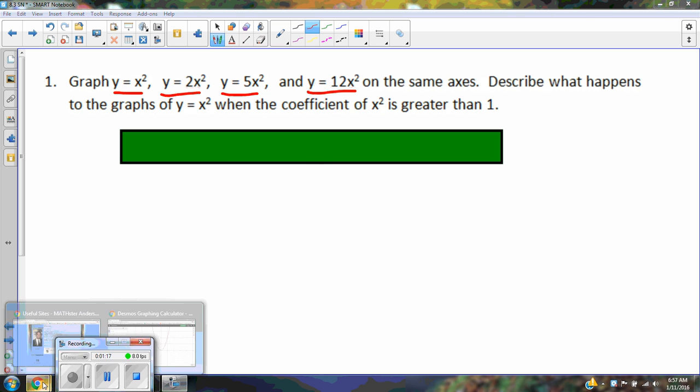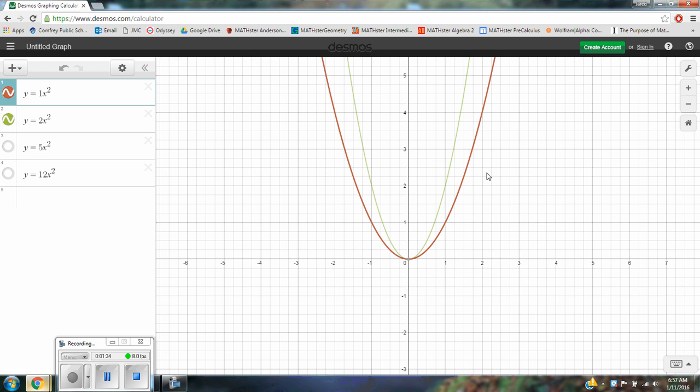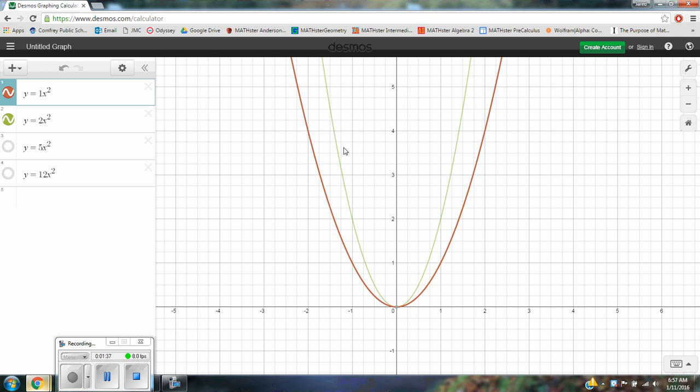One way we can do that is we're going to look at this online graphing calculator. As you can see over here, this red line shows us y equals 1x squared, so just y equals x squared. Now if I add in y equals 2x squared, that's this green line here. Maybe if I zoom in a little bit, I might be able to see it a little better. Now if I add in y equals 5x squared, notice that line and what's happening to it. And then let's do y equals 12x squared. It's this orange one here. So notice each time what happened to that line.